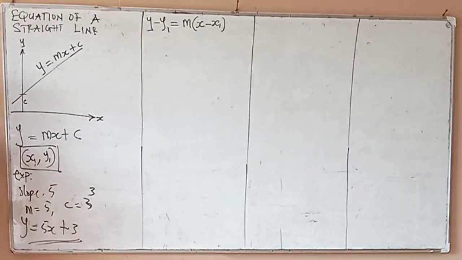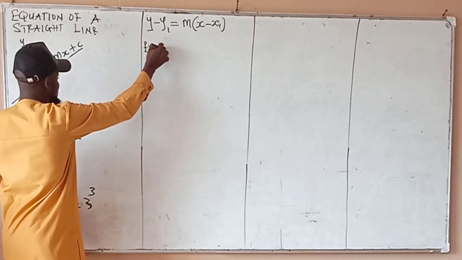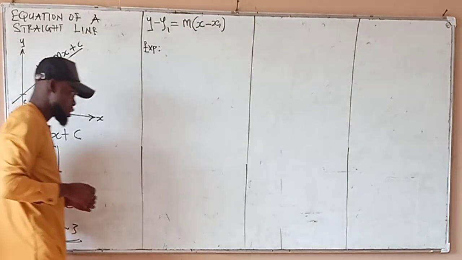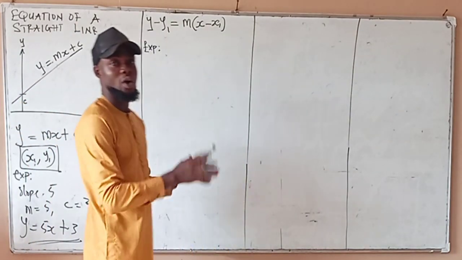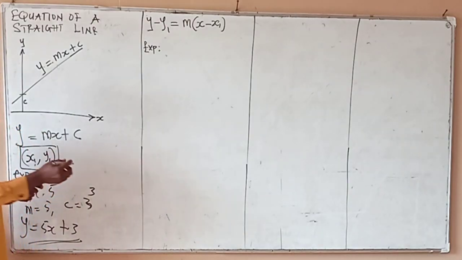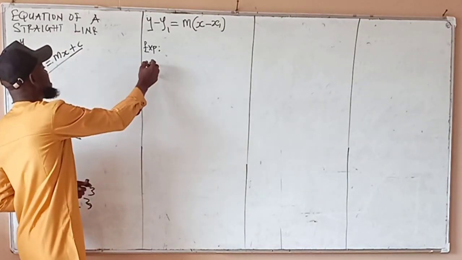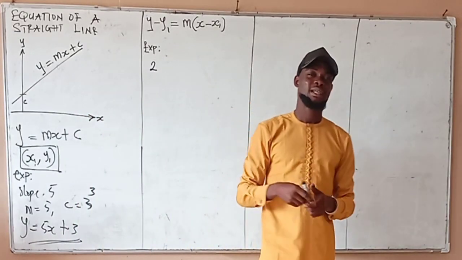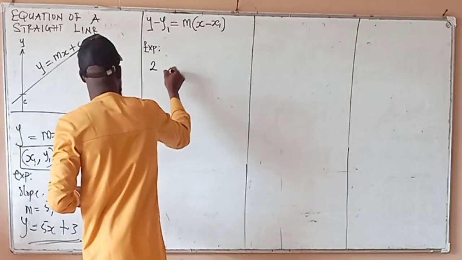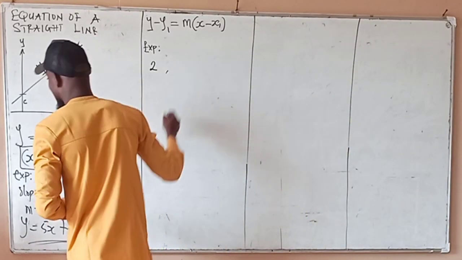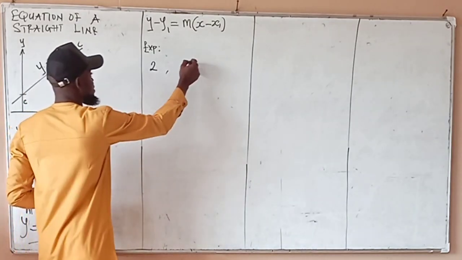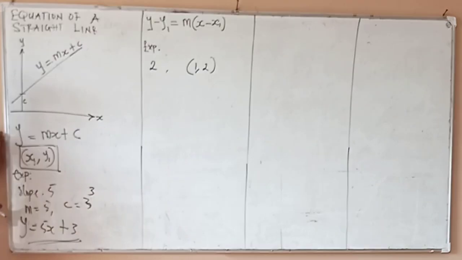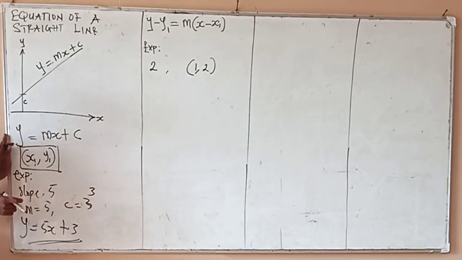Let's do an example now. Obtain the equation of a straight line whose gradient is equal to 2 that passes through a given point, which is (1, 2).